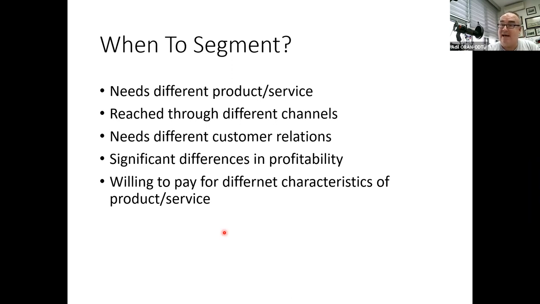Well, the reason that my dad is able to get that high level of customer relations service is that he has a lot more money in the bank compared to myself. And as a result, the profitability of his account compared to me or to my son is significantly higher. So again, these types of differences are good reasons to be able to segment the markets into portions, understand them, and serve them in a way that they're satisfied and that they're willing to pay. If they're willing to pay for different characteristics of product services, again, then you may break it up.